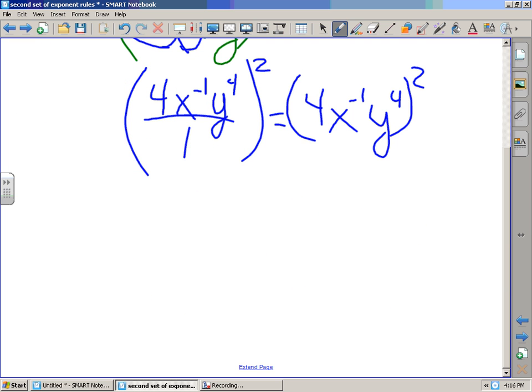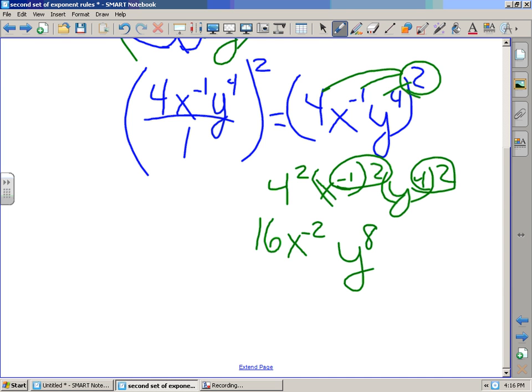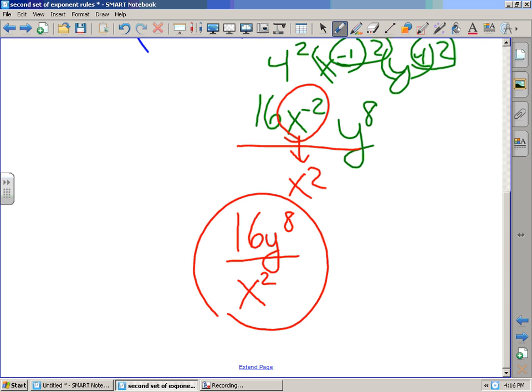And then we're going to distribute the 2 to each piece. So power to a group, you distribute. So I take 4 to the second, x to the negative first to the second, y to the fourth to the second power. 4 times 4 is 16. Power to a power you multiply. And then finally, negative exponents leave a scar, so you knock them over that fraction bar. So it's 16y to the 8th over x squared.